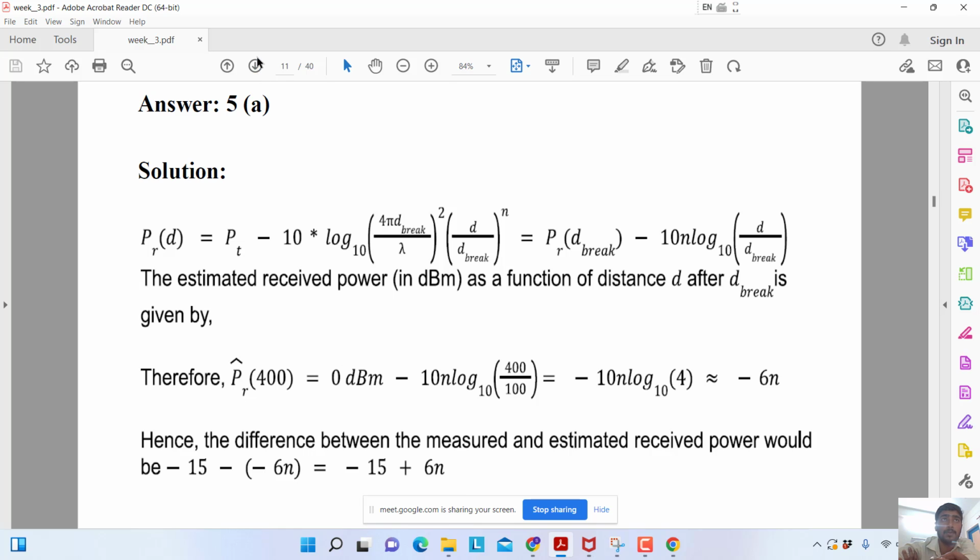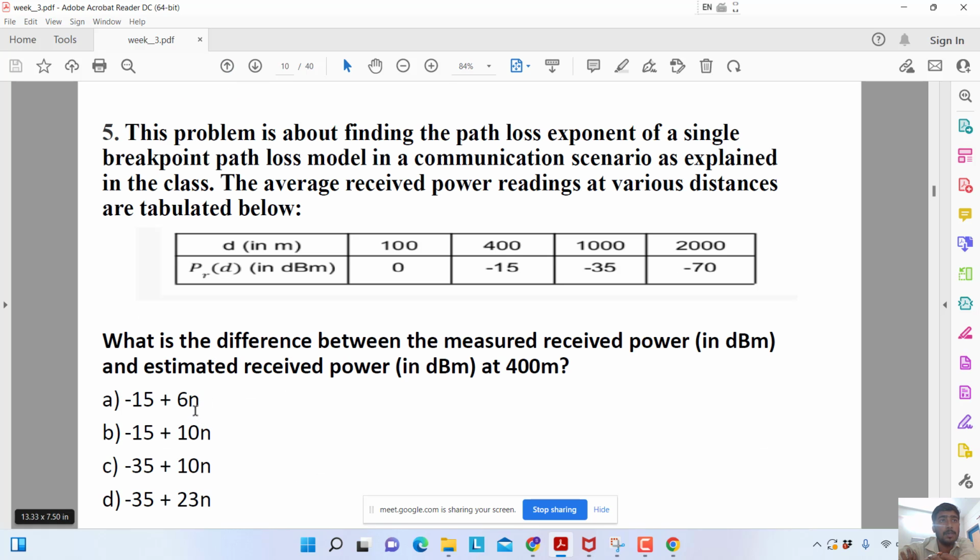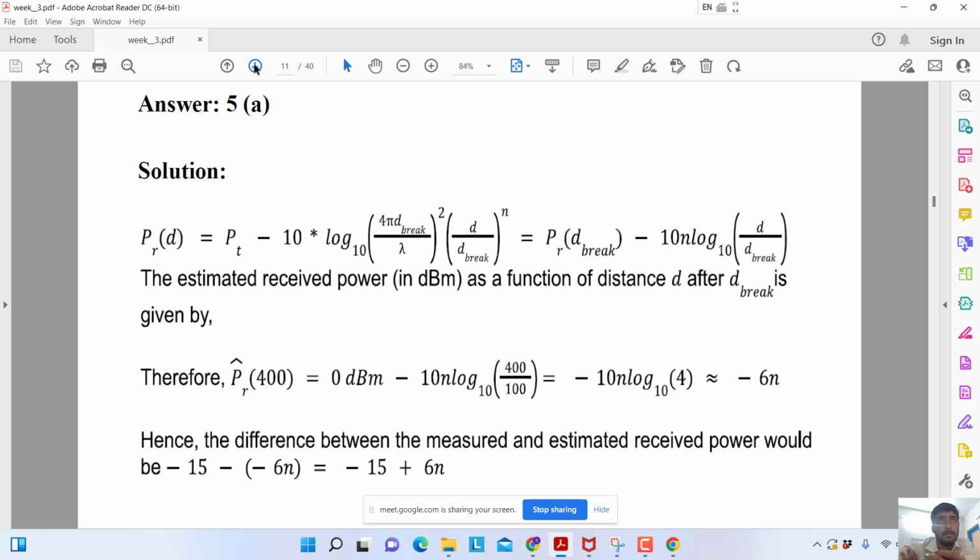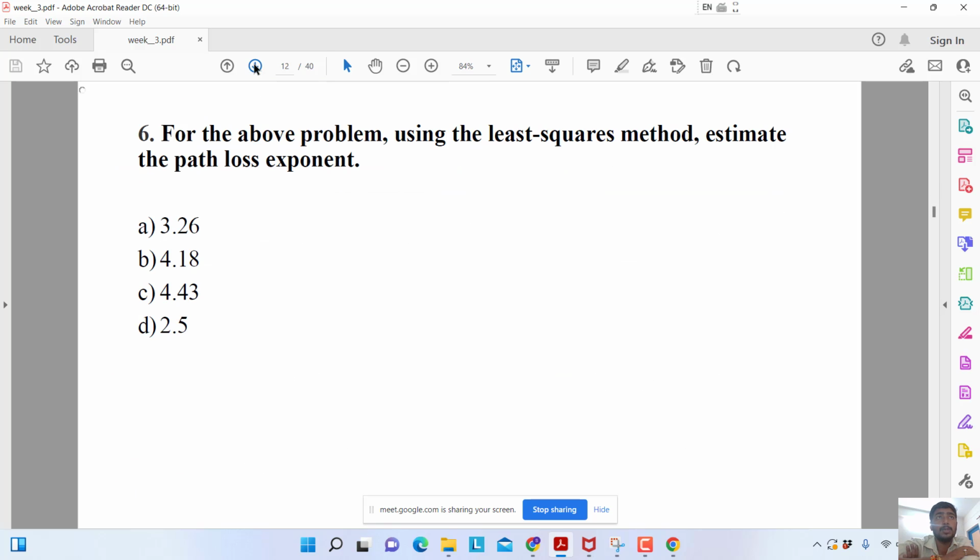Okay, so option A is right. Question 5, we have four options and option A is the right answer. Next is question number 6.